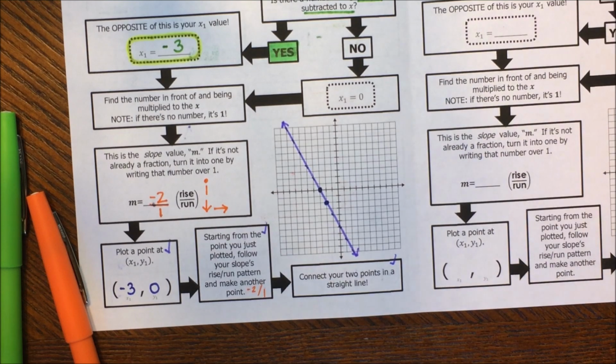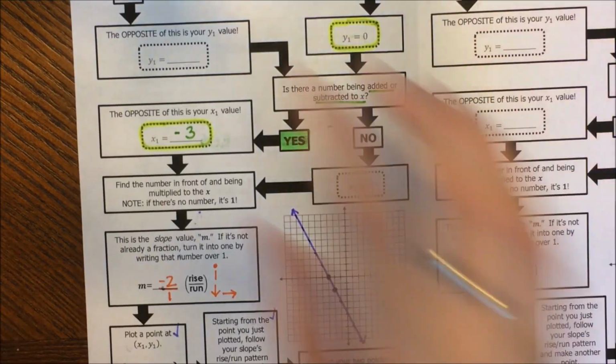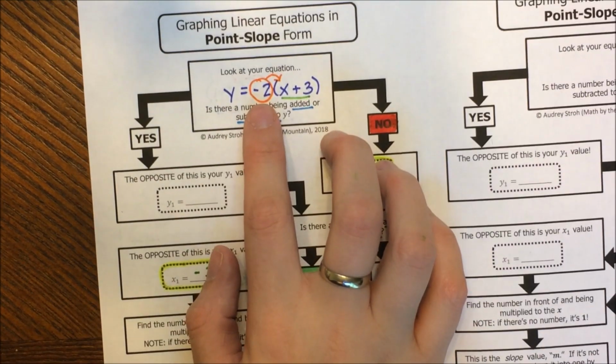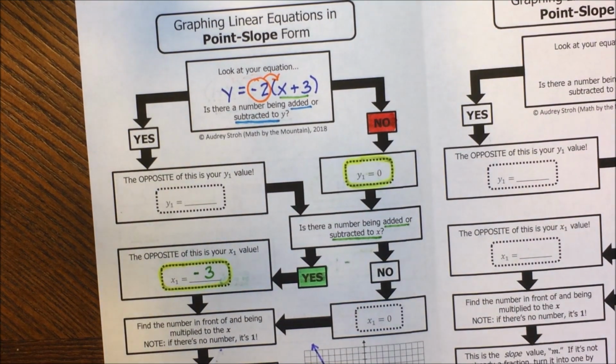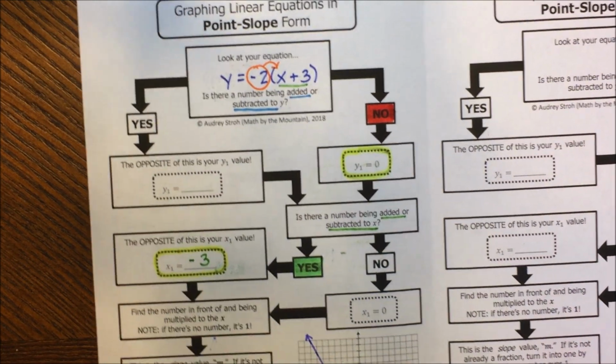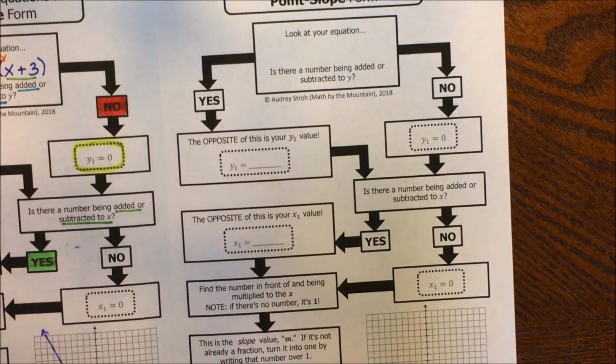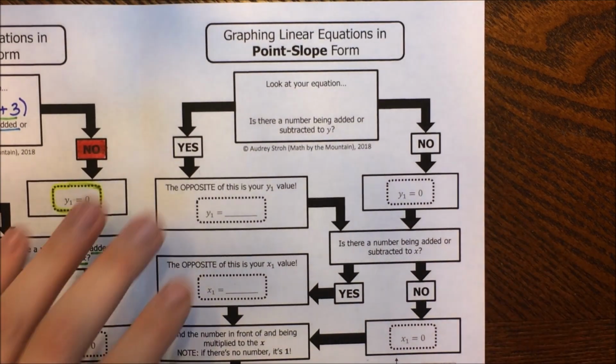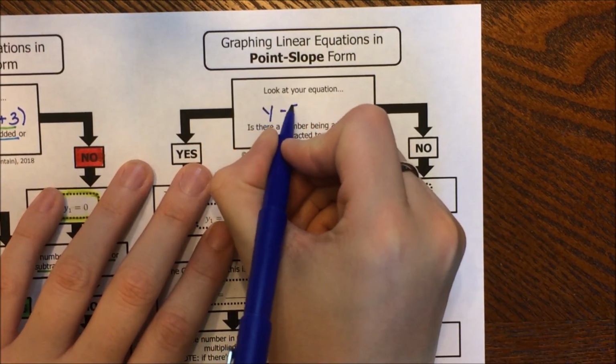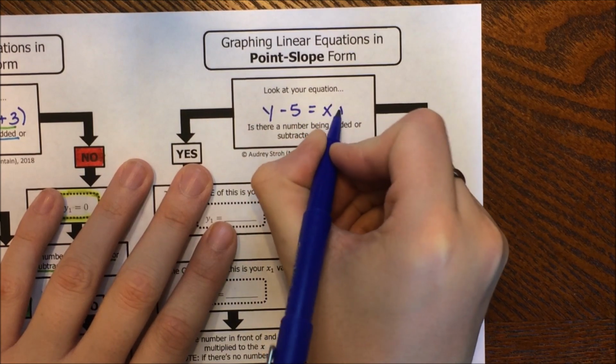All right, the final example that I'm going to show is, well, what if there isn't a slope number in front? That's so obvious. How are we going to do this? So for the final problem, I'm going to show you how we would use the flowchart to graph y minus 5 is equal to x plus 2.